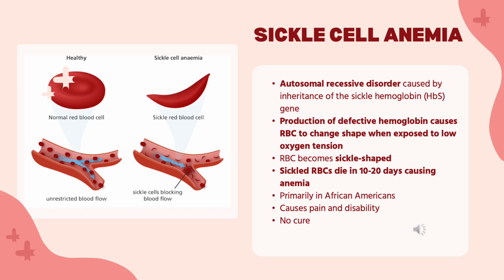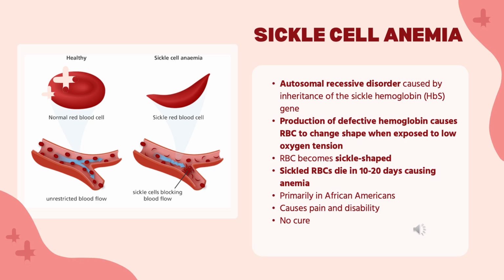So sickle cell anemia is an autosomal recessive disorder that's caused by the inheritance of two copies of the sickle hemoglobin gene, or HbS. So this mutation leads to the production of defective hemoglobin, which alters the shape and functionality of red blood cells whenever they're exposed to low oxygen levels.